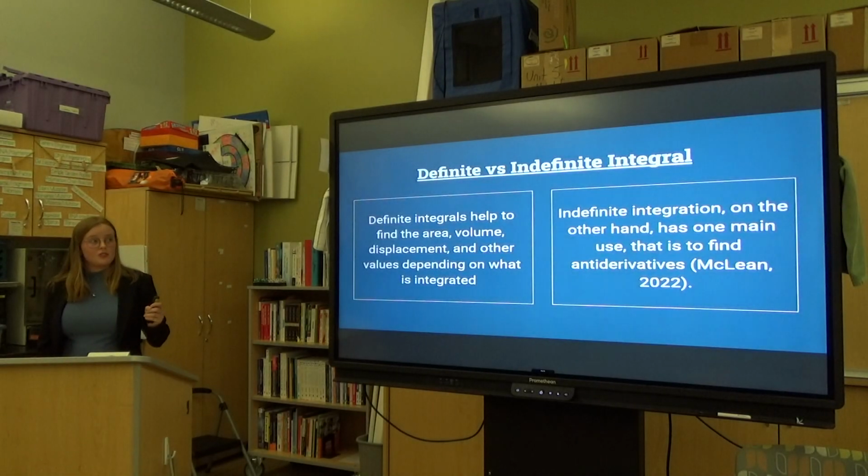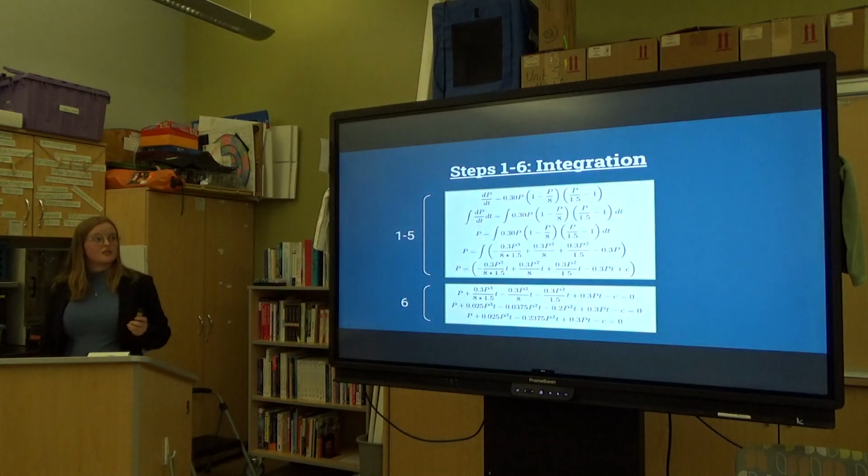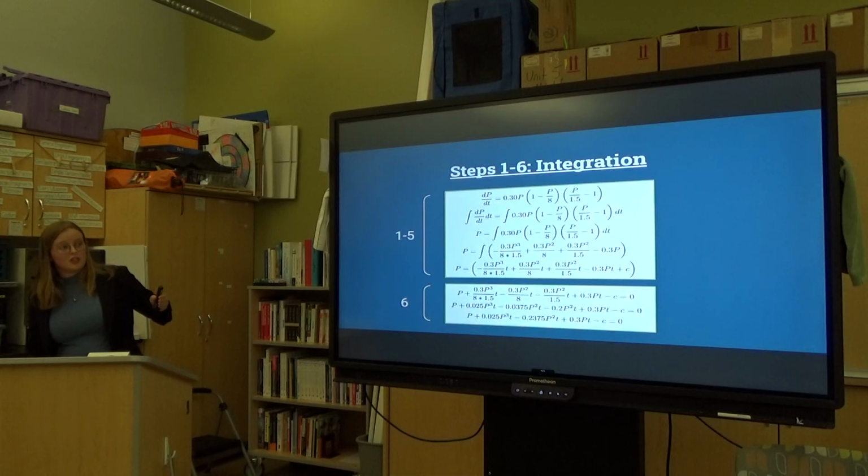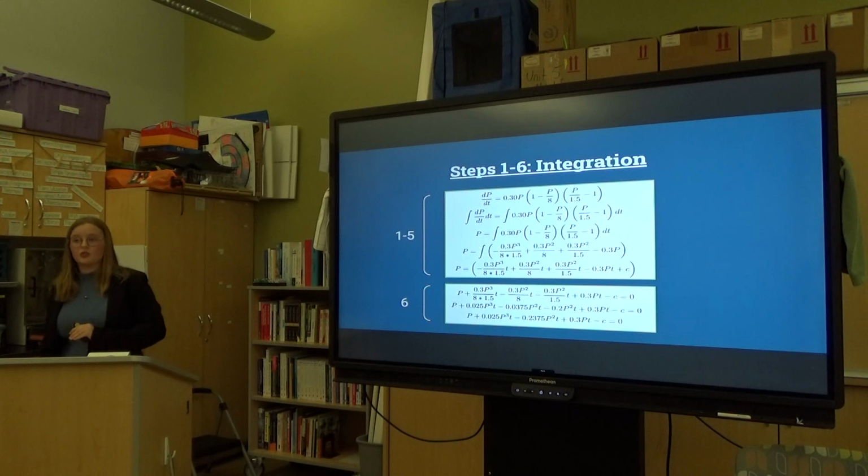Then there is integration. You have definite integrals and indefinite integrals. So definite integrals is when you're looking to find a specific value such as an area or a volume, and an indefinite integral is when you're looking to find an antiderivative, which is a more general formula. For integration, step 1 through 5, you have 5 lines, which is because each of these is a different step and not just distribution and simplification. This is going from your differential equation to an equation that can eventually be graphed, and your step 6 is your distributing and getting down to that final equation that you can plug into your graphing function.